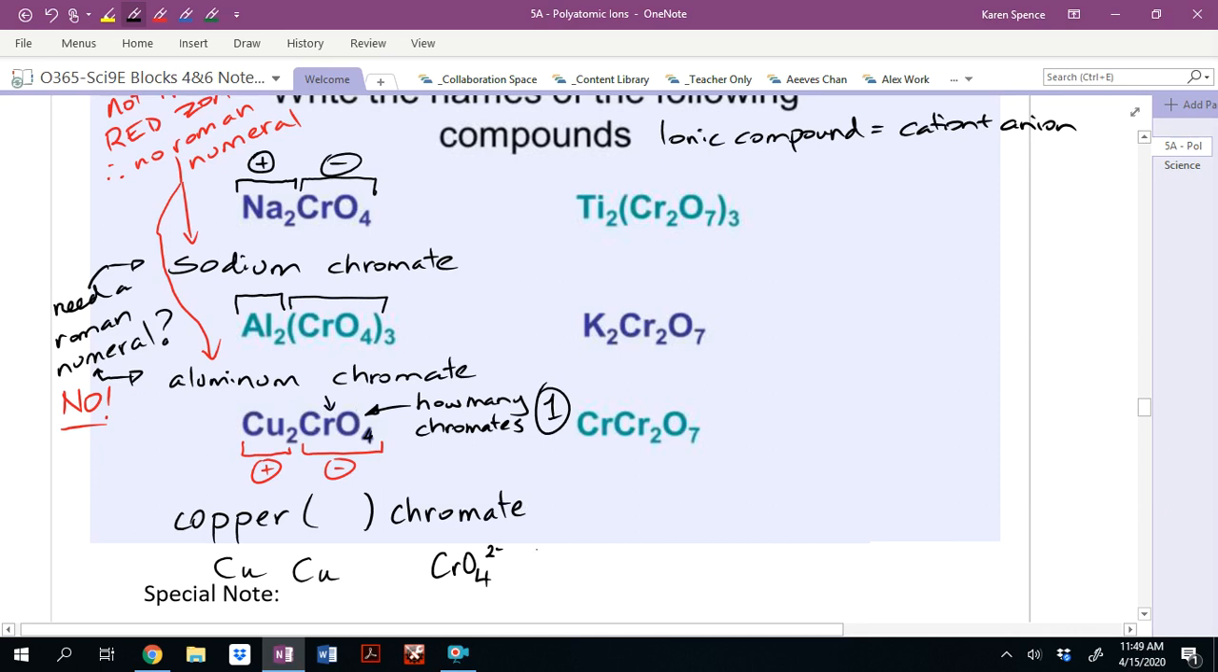I want the total charge of my compound to equal 0. What that means is that each of the 2 coppers have to be +1, because then I've got +2 and -2, and overall that will give me 0. And so that's going to be copper(I) chromate, because remember, the Roman numeral represents the charge of a single ion.